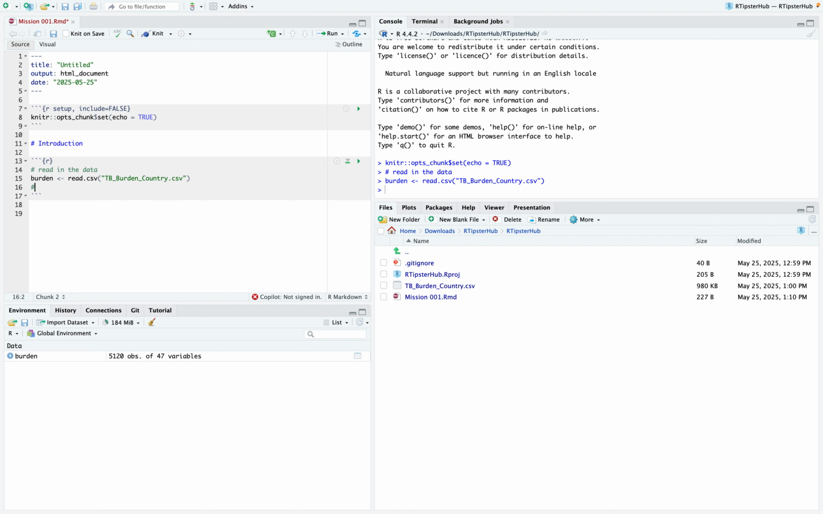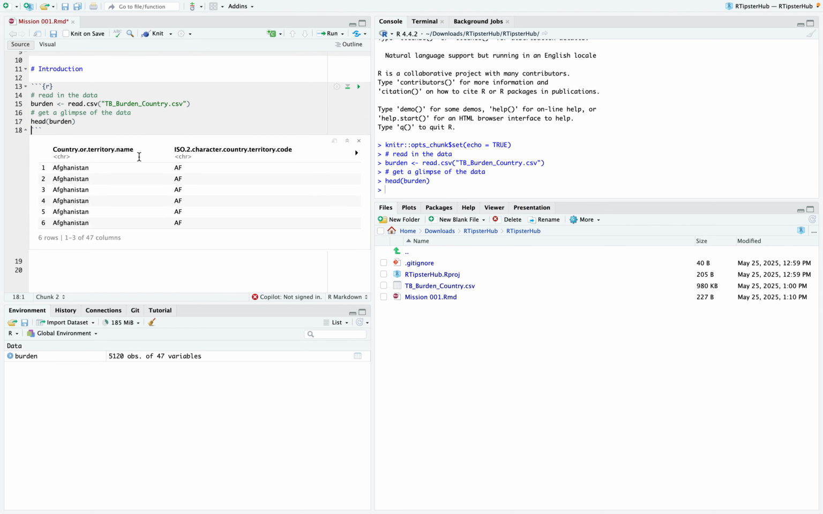The next thing is to get a glimpse of the data, basically to see what variables are in this data set. In this case, I'll use the head function and say burden. Then I'll run that, and you see it shows country or territory name, character code, region, estimated population number, estimated prevalence.